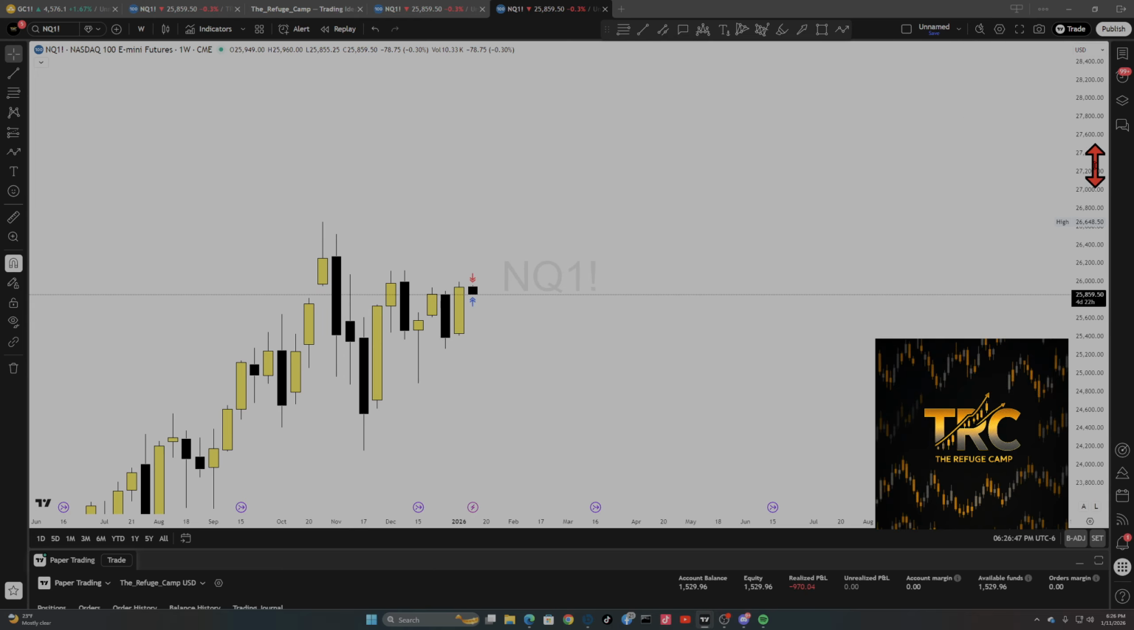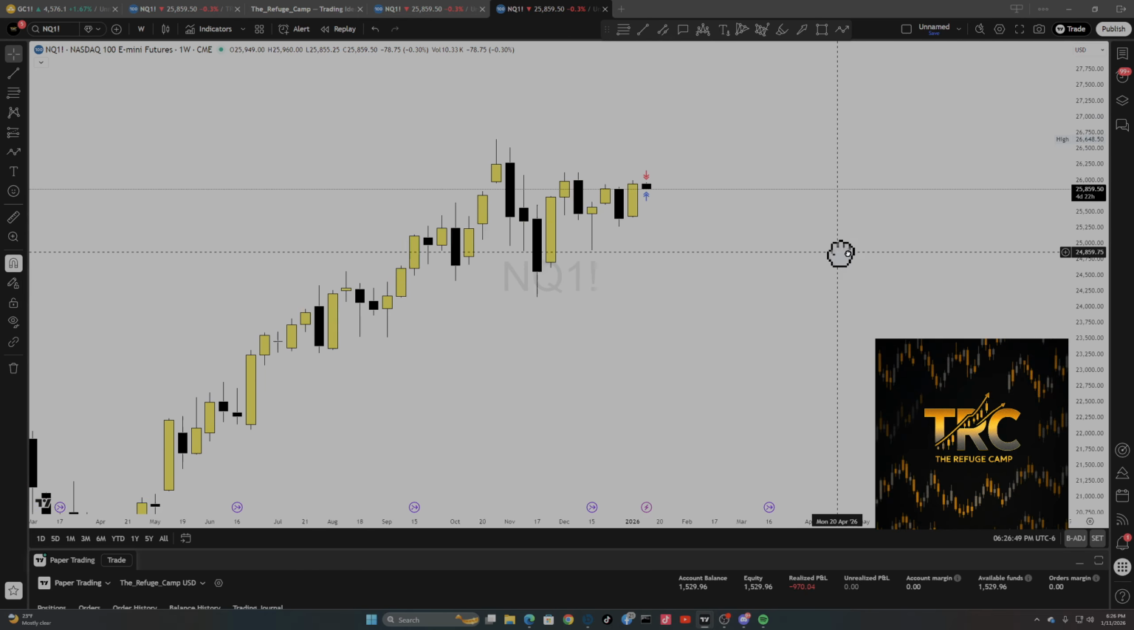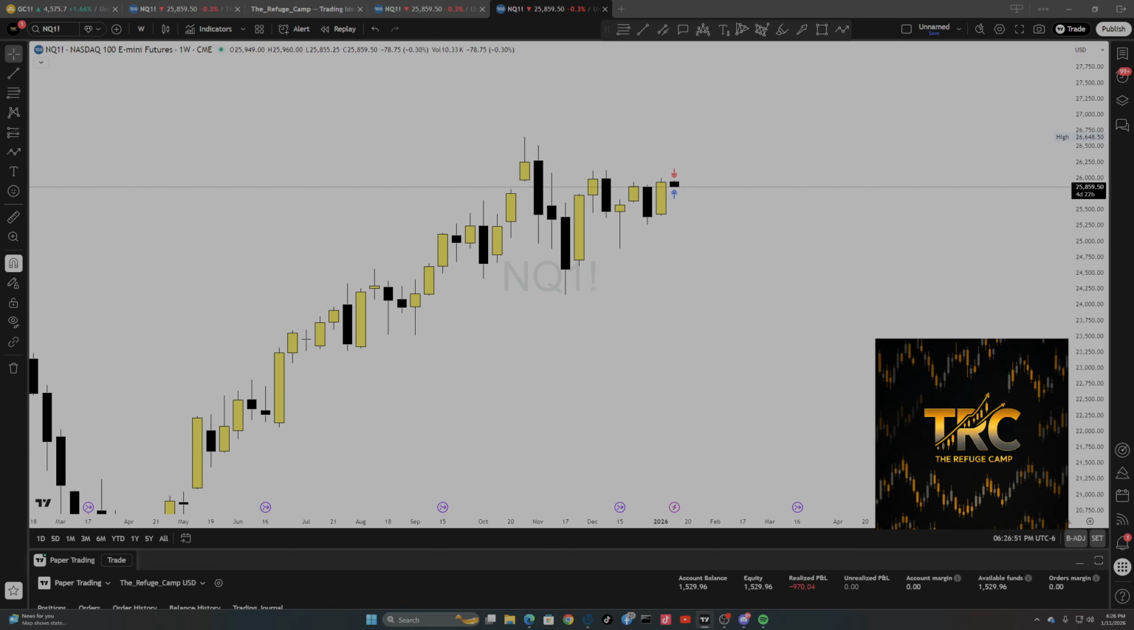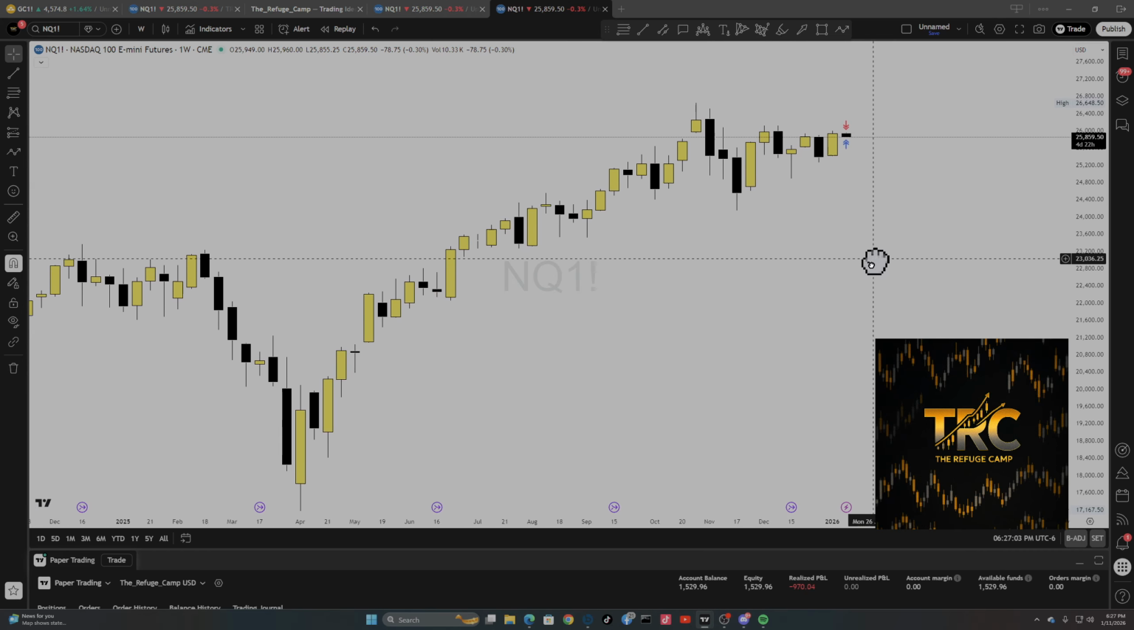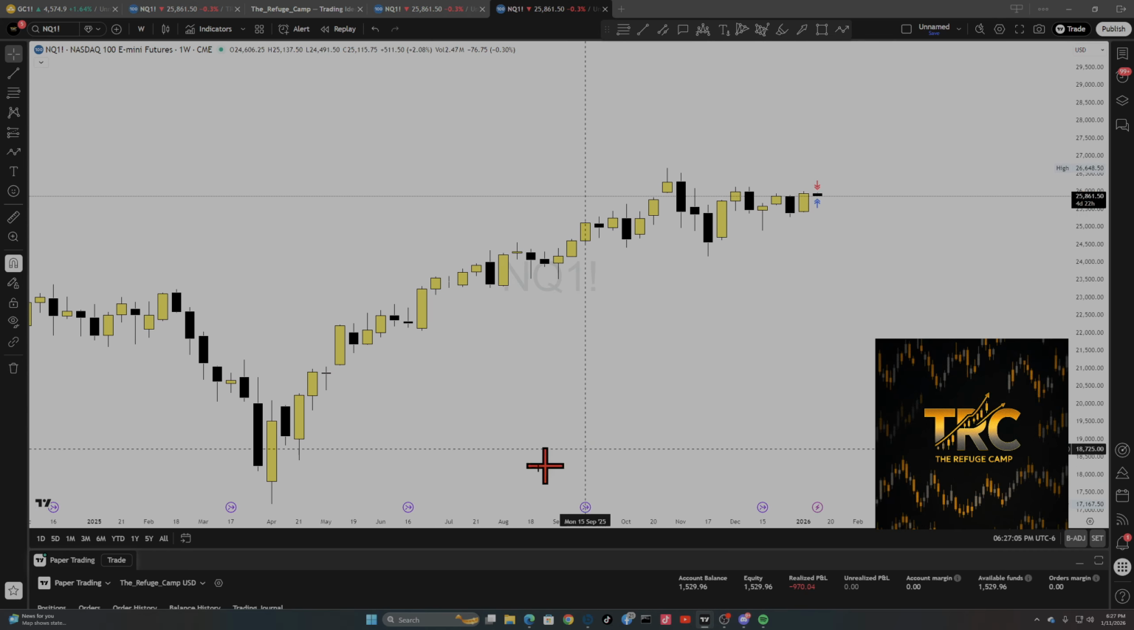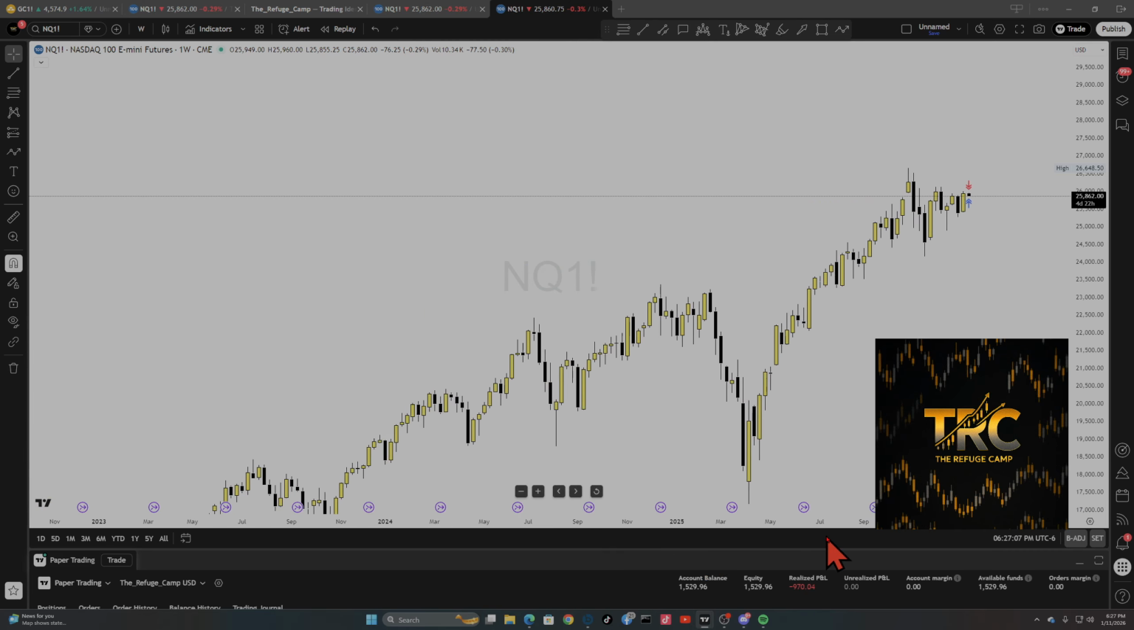So now you can see we're on a really big time frame, right? Weekly time frame on NQ. And this is where we start with our top-down analysis, okay? And the first thing I want to identify is what's my trend. Everybody understand what a trend is?